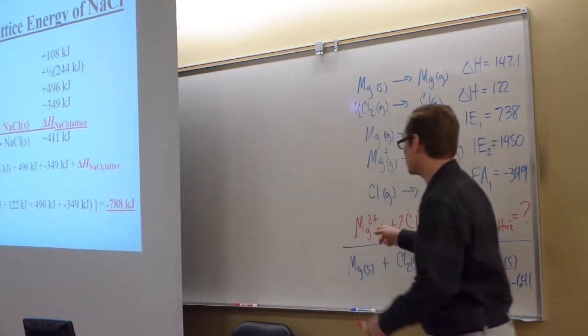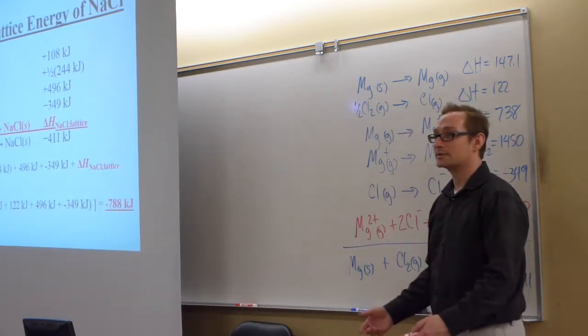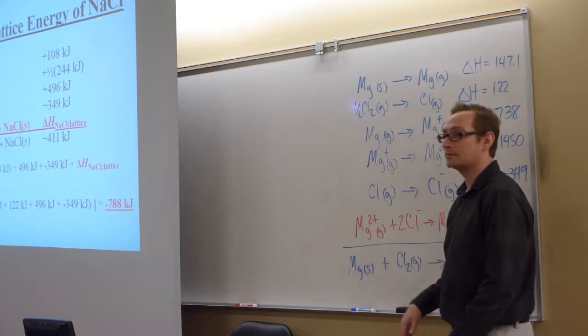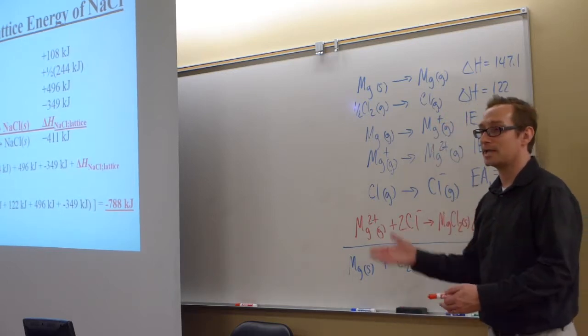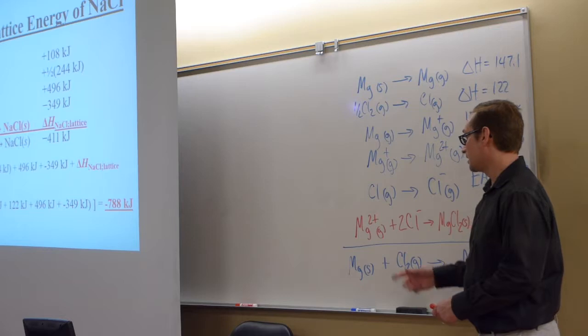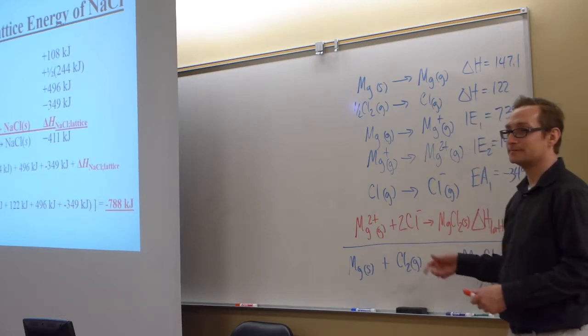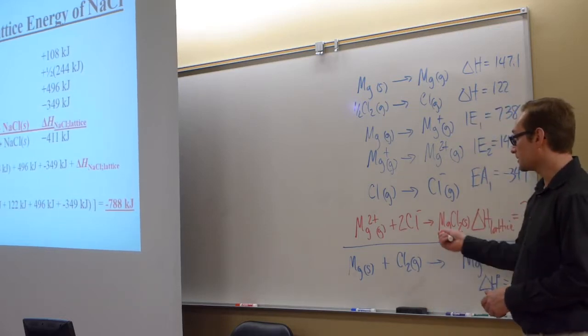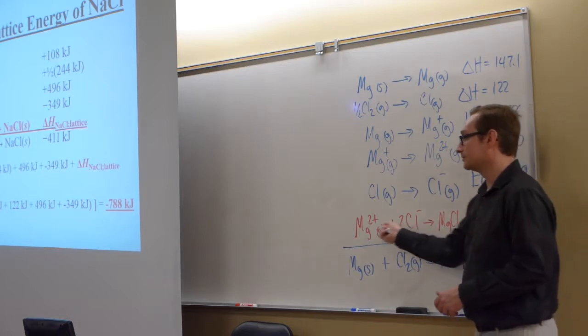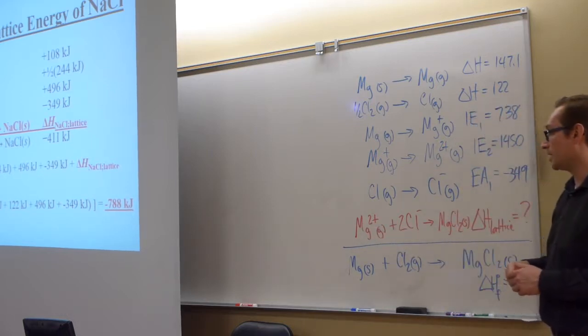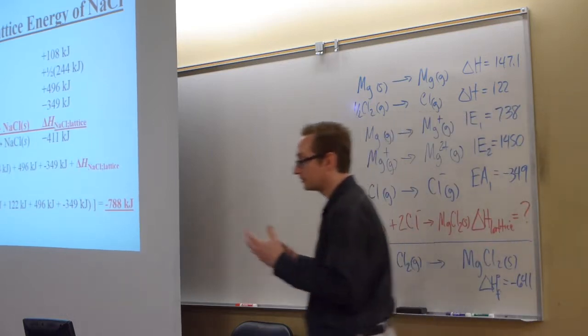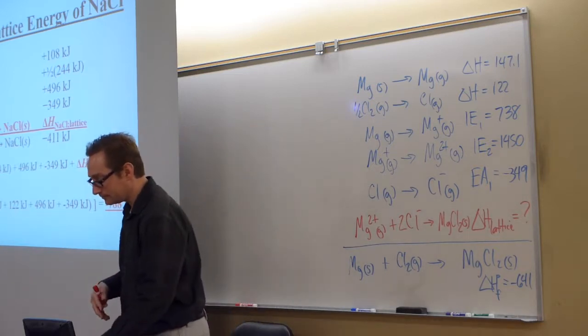So how do I know magnesium is 2+? Well, magnesium is always 2+. How do I know chloride is -1? Well, I know chloride is always -1. It's a halogen, right? And then they form in a 2-to-1 ratio. So with the lattice reaction, you're always just writing out the reaction for the ions coming together.